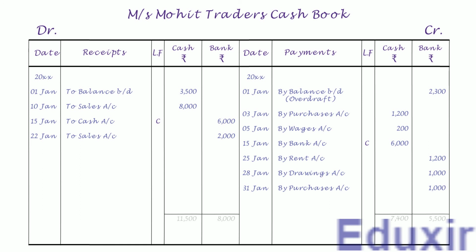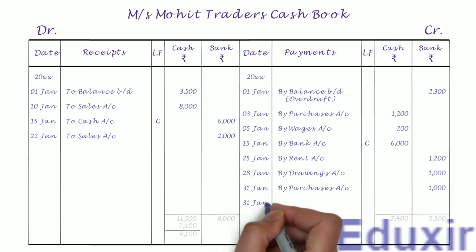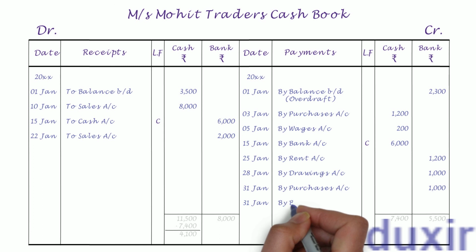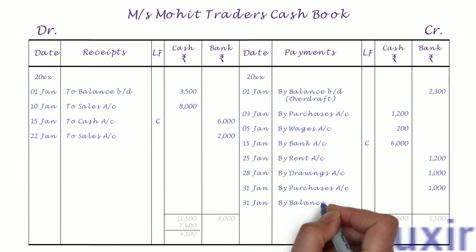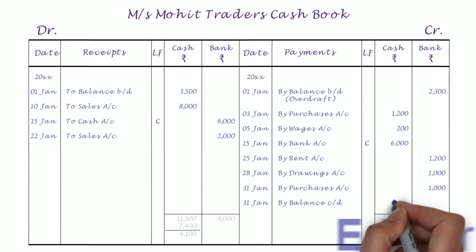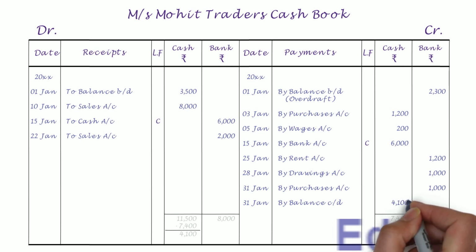Let us first find the balance in the cash column. From 11,500, if you subtract 7,400, we get 4,100 rupees. This is the balance carried down and is equal to the cash at hand. Now the balance carried down will be the last entry on the last day of the month. So let us mark the date as last day of the month. We need to write balance carried down in the payments column. Let us also write 4100 rupees in the cash amount column.